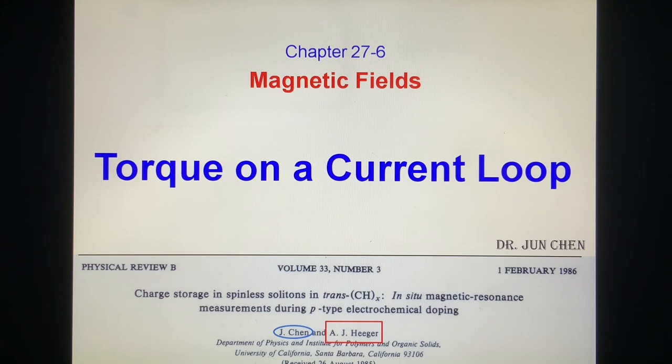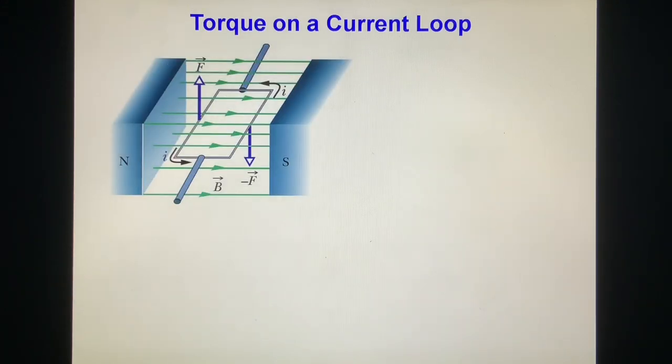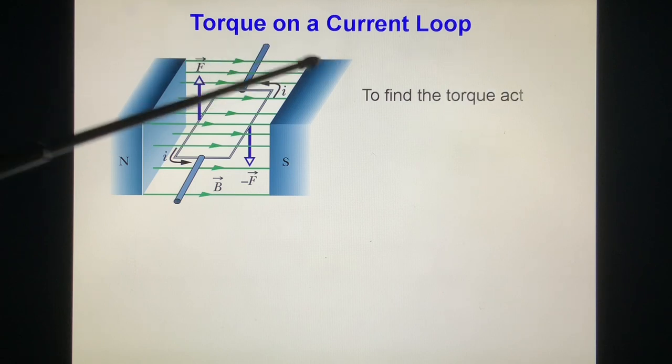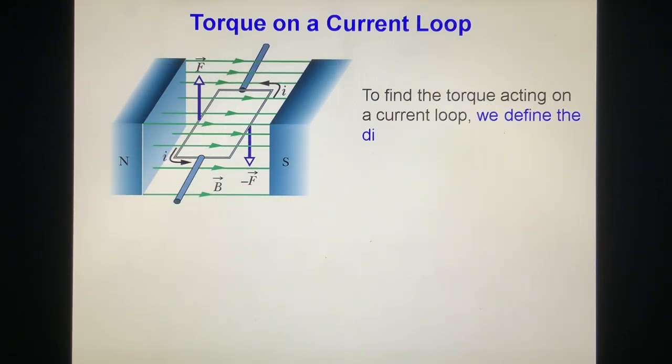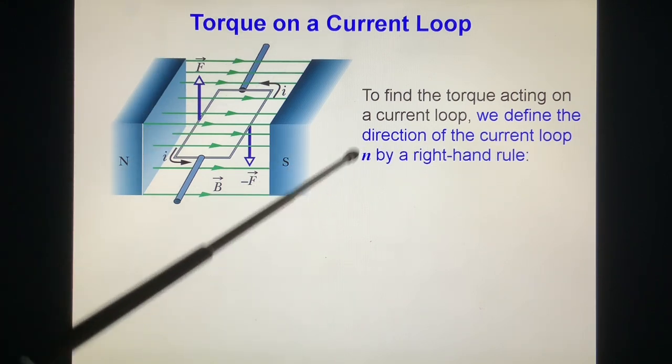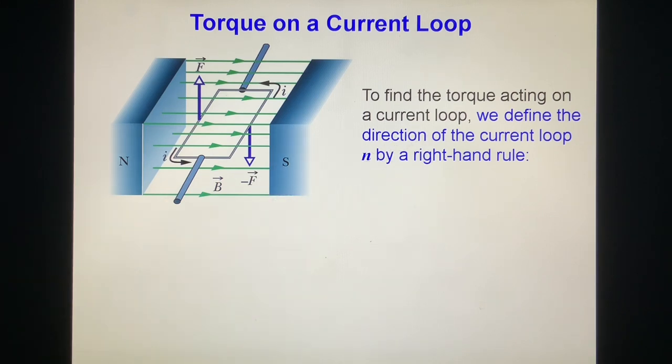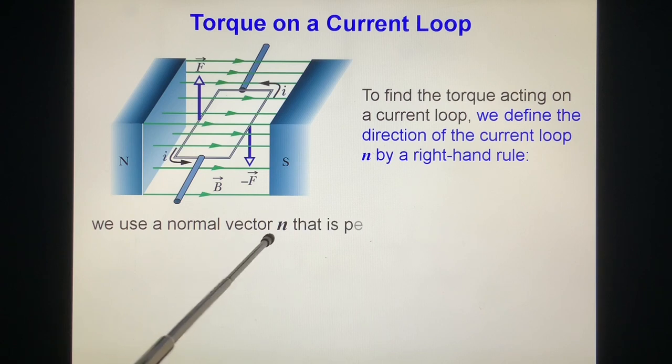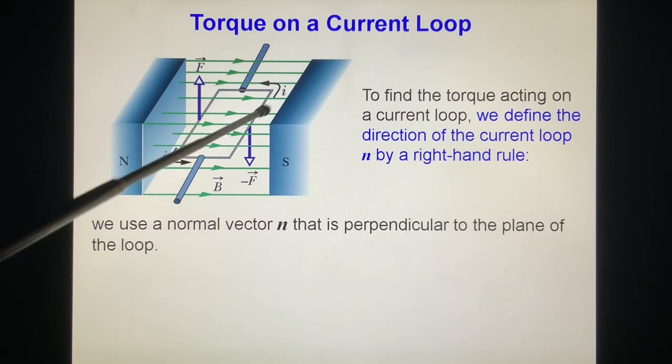Torque on a current loop. Now we have a current loop in a magnetic field. This loop has a counterclockwise current. You will find that there is a torque on this loop. First, we define the torque acting on the current loop. We define the direction of the current loop by the right-hand rule. We use a normal vector n that is perpendicular to the plane of the loop.